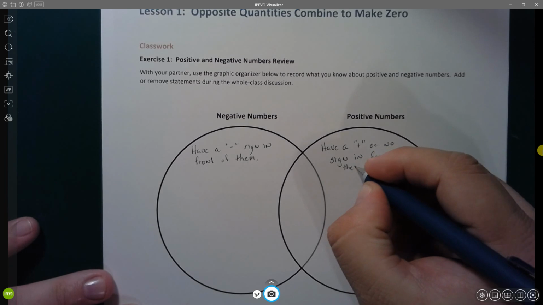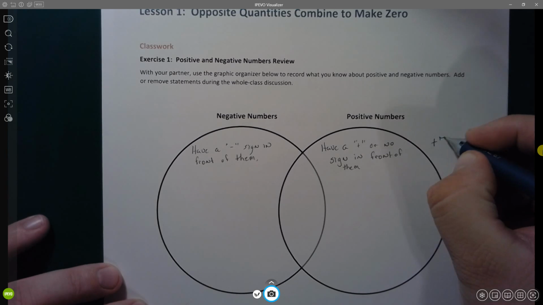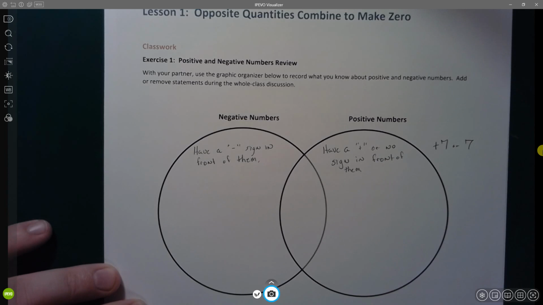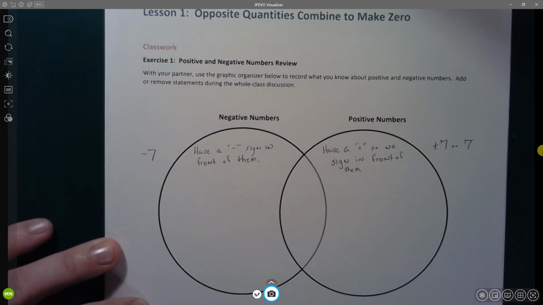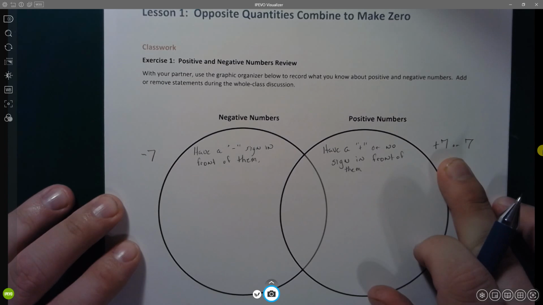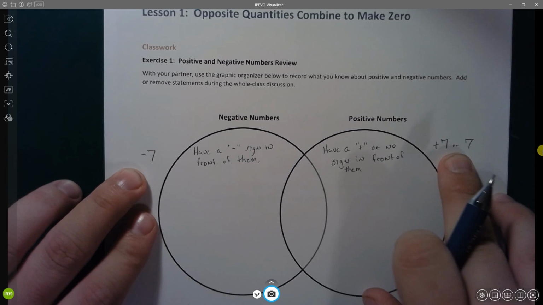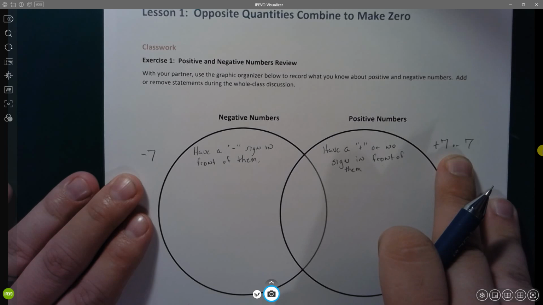You're like, Mr. Hale, what do you mean can have a plus sign or no sign? Well, you can have positive 7, or you could just have 7. It's the same thing. But with a negative number, you have to have that negative sign to identify the fact that it is a negative number. That's going to be important to understand. Positive numbers can have the sign, negative numbers have the sign as well. But understanding that a positive number might not have a sign is very important as we get further into our mathematics.